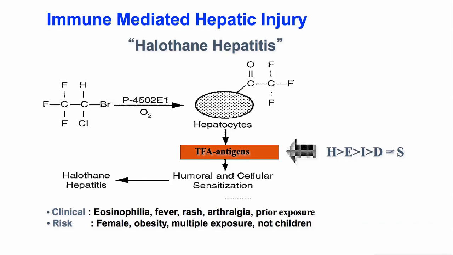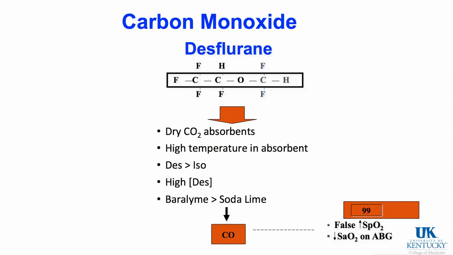And clinically, the immune-mediated hepatic injury presents like an immune reaction: eosinophilia, fever, rash, arthralgia, prior exposure. It seems to occur more in females who are obese, with multiple exposures, and not so much in children. So we think of this hepatic injury from volatile anesthetics being associated with halothane in an immunologic manner, but the newer volatile anesthetics, extremely rare to have any problems with them.